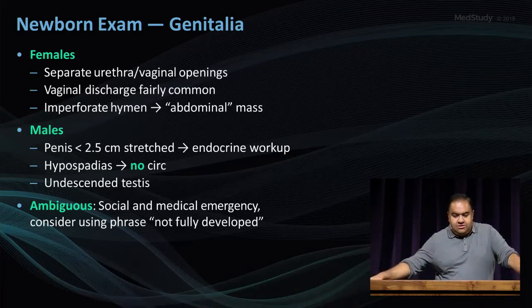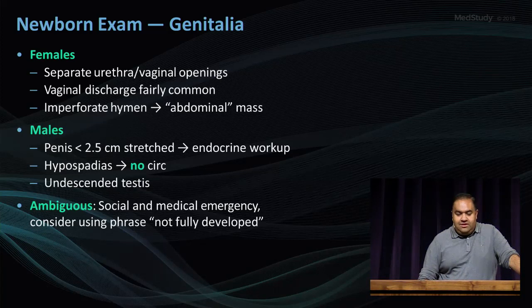Genitalia, females: you want to make sure they have a separate urethra and vaginal opening. Vaginal discharge can be fairly common early on, particularly as the mom's estrogen really starts to transition over. Imperforate hymen, we always worry about that kind of bulging bag that might be below, and it may be described as an abdominal mass.